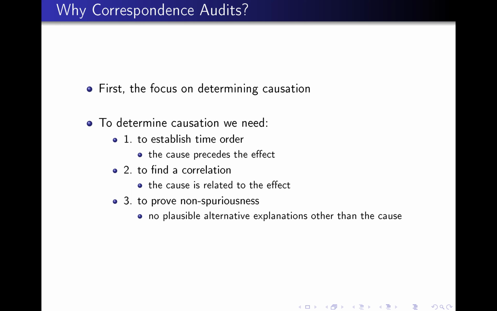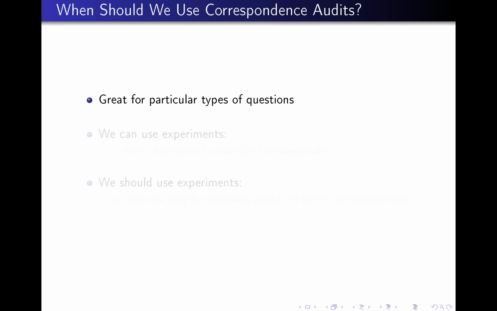So if you set up an experiment correctly, ideally, this is going to happen. It's not foolproof, as we'll see, because there's certainly ways that we can go astray with what we're trying to do. But this is ideally why we would do an experiment more generally, but for correspondence audits as well. So correspondence audits are great for particular types of questions. I'm sorry, experiments are great for particular types of questions.